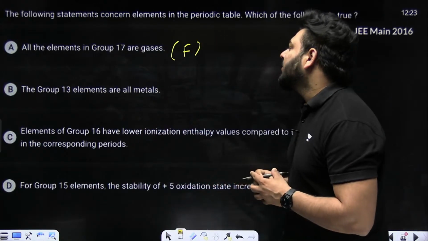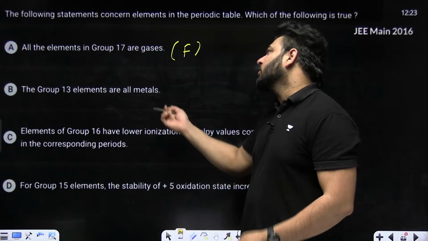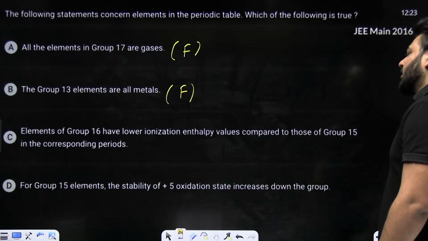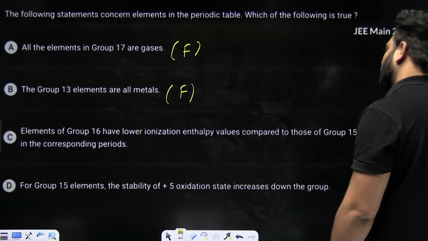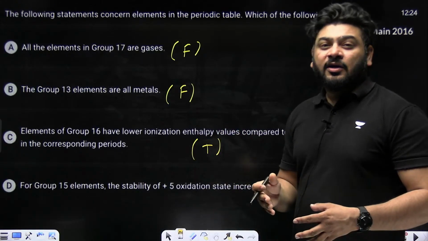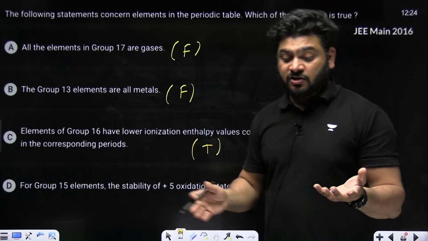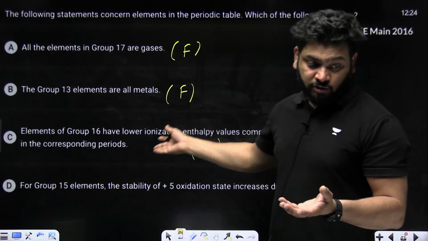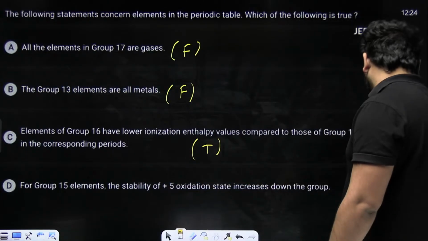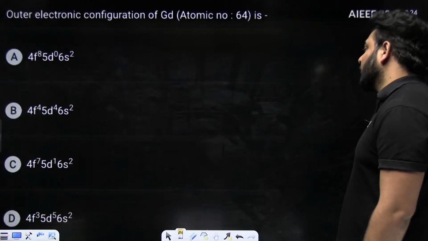Group 13 elements all are metal. Boron is a non-metal, so this is false. Elements of group 16 have lower ionization enthalpy values compared to group 15 in the corresponding period, which is true because group 15 has the p3 half-filled stable configuration, and group 16 has p4, which is relatively not so stable. So this is the true answer. Why are we wasting our time? Let's move forward to the next question.